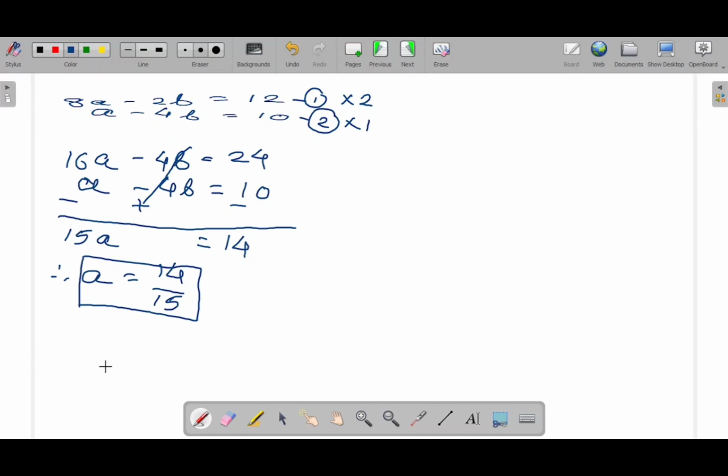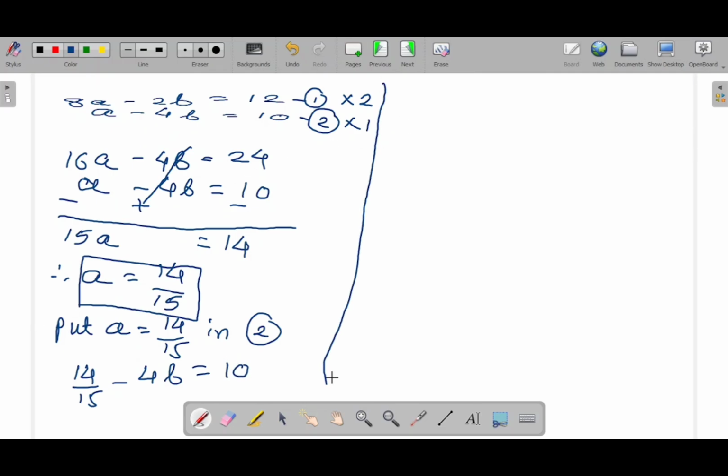After that, to get the value of b, we can substitute this value of a in any of these equations. So let me put this value a equals 14 upon 15 in equation number 2. So we get 14 upon 15 minus 4b is equal to 10. Okay, so let's go ahead. Here we have 4b will be shifted on right hand side. So we will have 14 upon 15 minus 10 is equal to 4b.